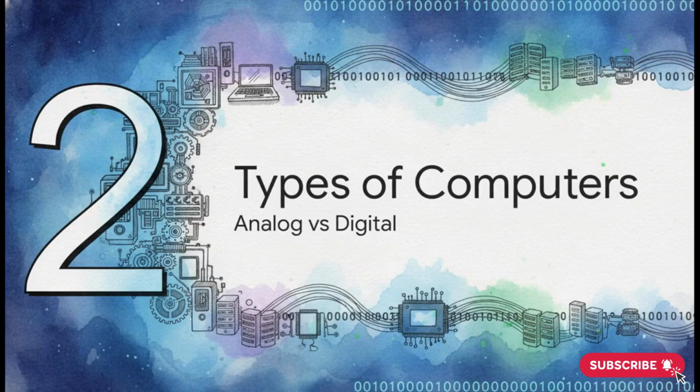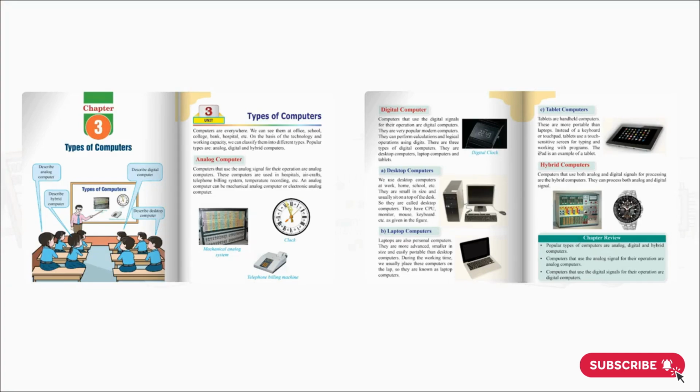Section 2. Types of computers. Now that we know where these remarkable machines came from, let's categorize them. Okay, so let's dive into this comparison. We generally split computers into two camps based on their technology: analog or digital. Analog computers use continuous physical signals. Think of an old-school mechanical clock or a telephone billing machine. Digital computers, on the other hand, like your standard desktop or tablet, process logical operations using discrete digits. There are even hybrid computers that use both, but digital is definitely what dominates our daily lives today.